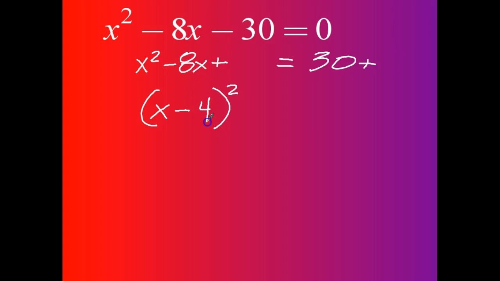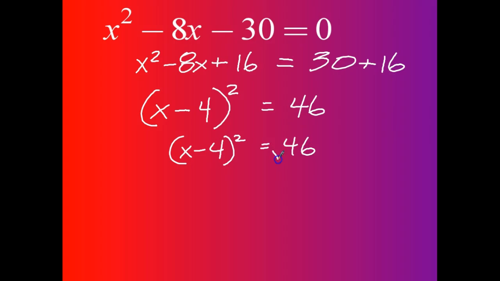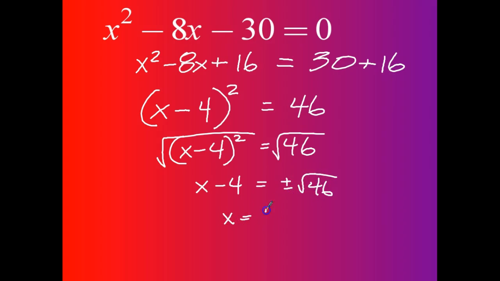All right, so what is half of negative 8? Well, that's negative 4. Then what's negative 4 squared? Well, that's going to be 16. So then I'm going to do 30 plus 16. Okay, and now I've got x minus 4 squared is equal to 46. And I'm going to take the square root of both sides. And I get x minus 4 is equal to plus or minus the square root of 46. So x is equal to 4 plus or minus the square root of 46. There we go.